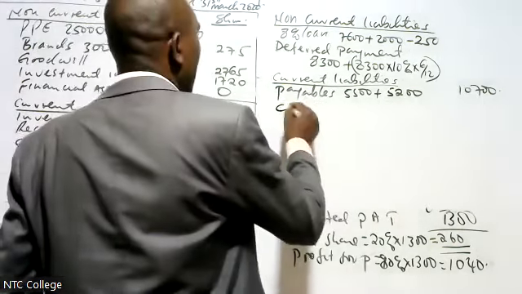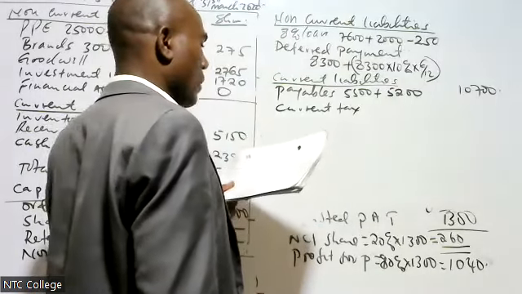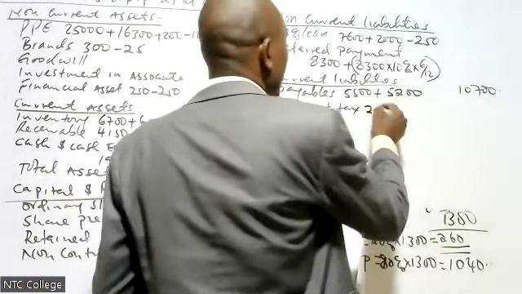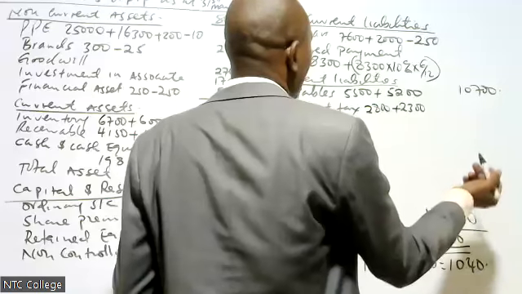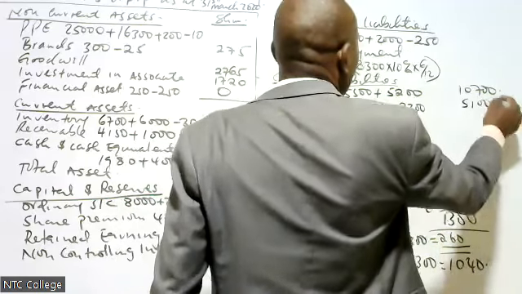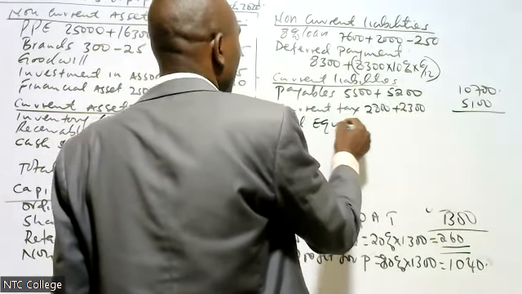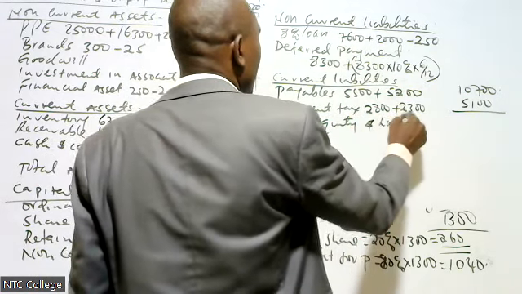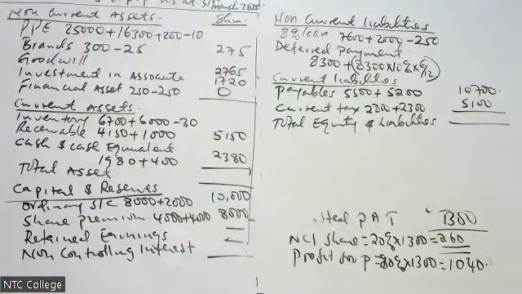Current tax is 28 plus 23. 2,800 plus 23, you get probably 51. Then you give me total equity and liabilities. I believe you are getting figures there so that at the end you get total equity and liabilities.